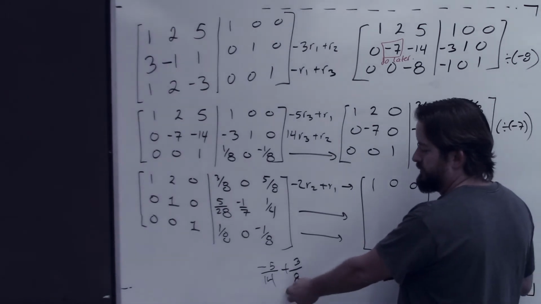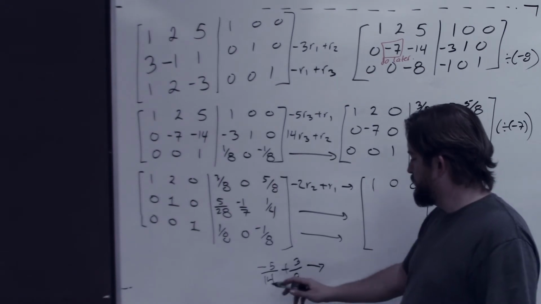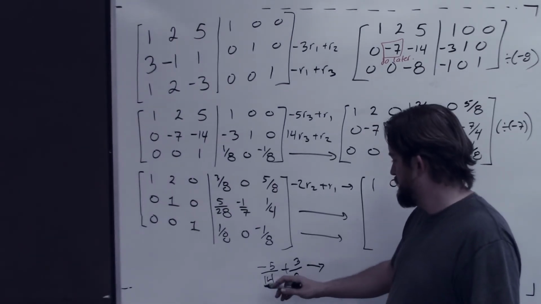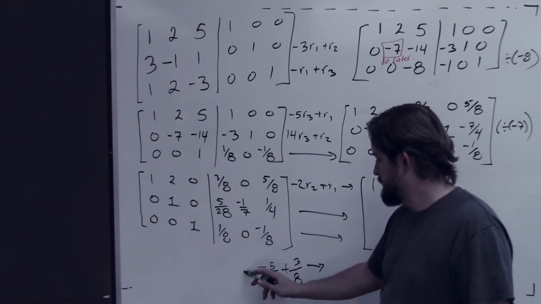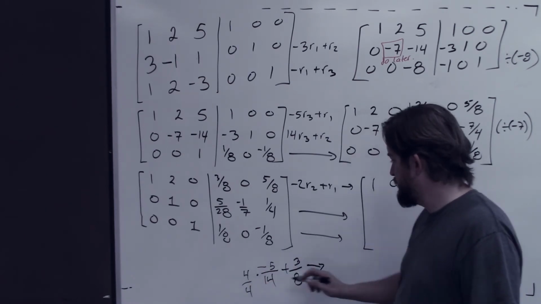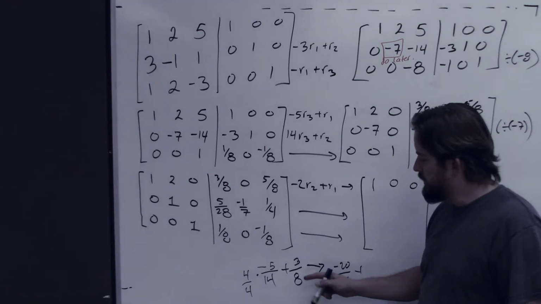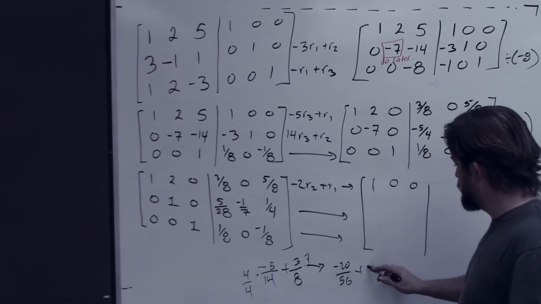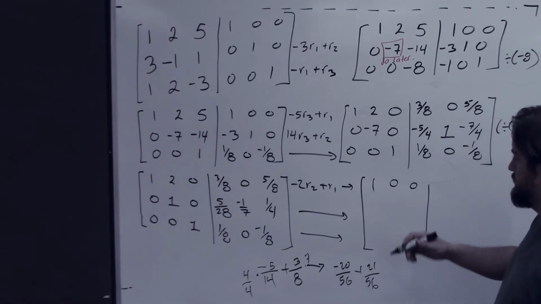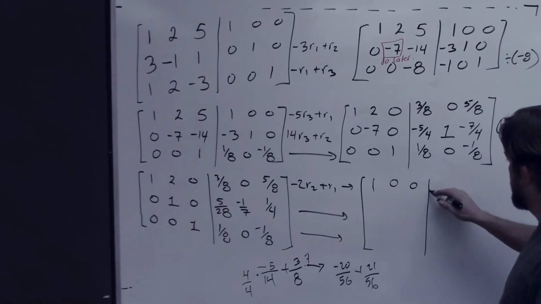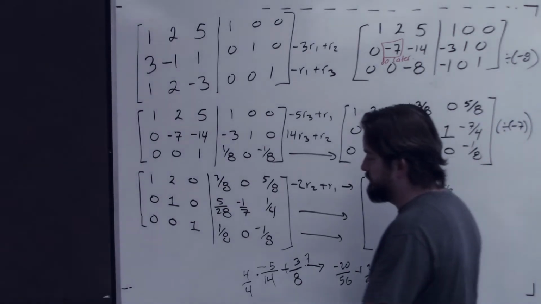Common denominator here is 56, unfortunately. So this becomes, I'd have to multiply this by 4 over 4, that gives me negative 20 over 56. Plus, here I'd have to multiply by 7, so that gives me plus 21 over 56. This is just 1 over 56. Okay. Yuck, right?